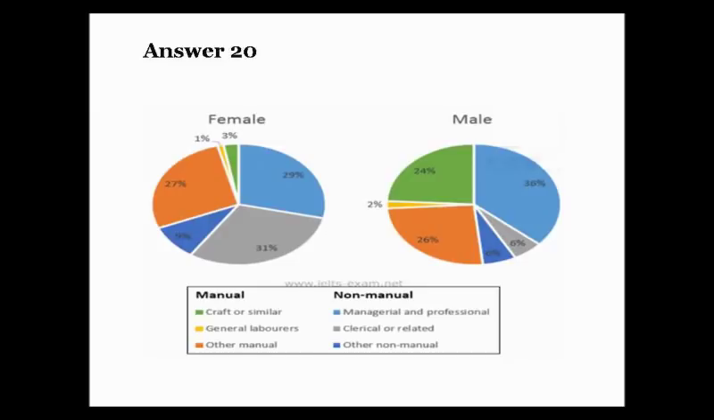Last but not least, for males, the largest proportion goes to managerial and professional with a figure of 36%, while the smallest proportion goes to general laborer with a figure of 2%. In conclusion, female and males have different preferences on occupations.